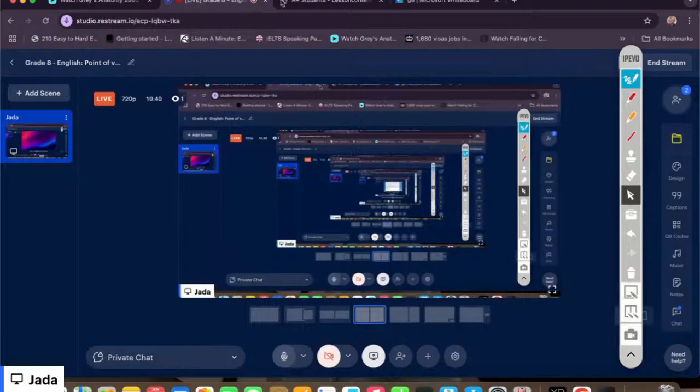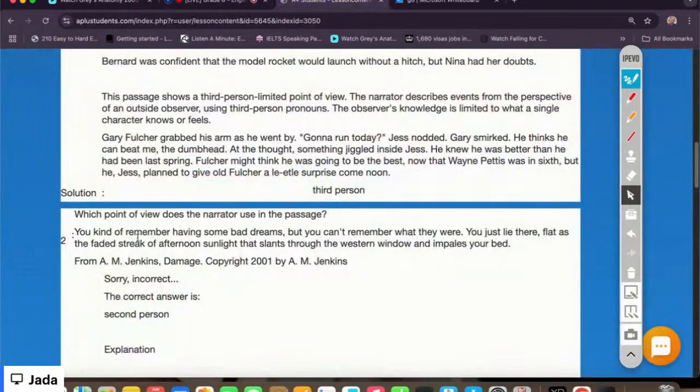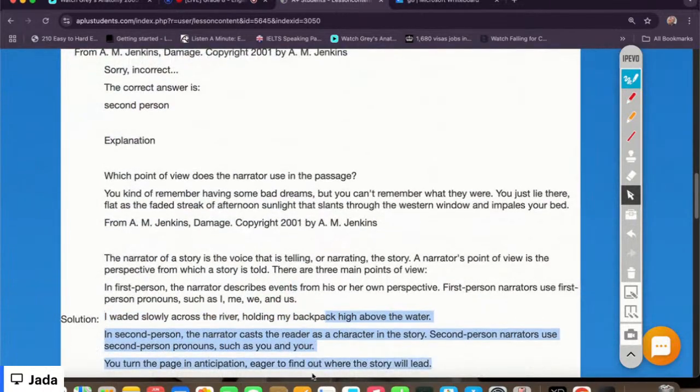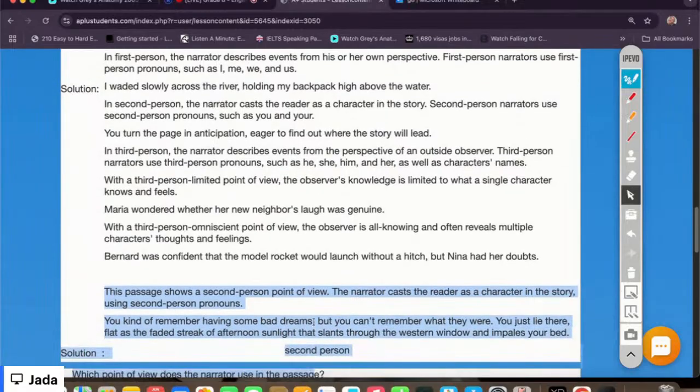All right, so let's look at some more examples. So we have this: you kind of remember having some bad dreams, but you can't remember what they were. You just lie there flat as the faded streak of afternoon sunlight that slants through the western window impales your bird. Now, just looking at this, this is the second person because it uses you and your, okay?